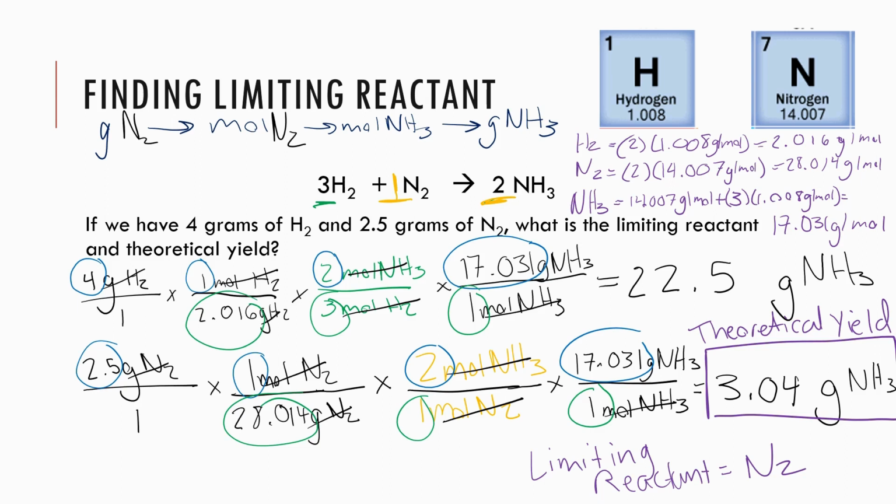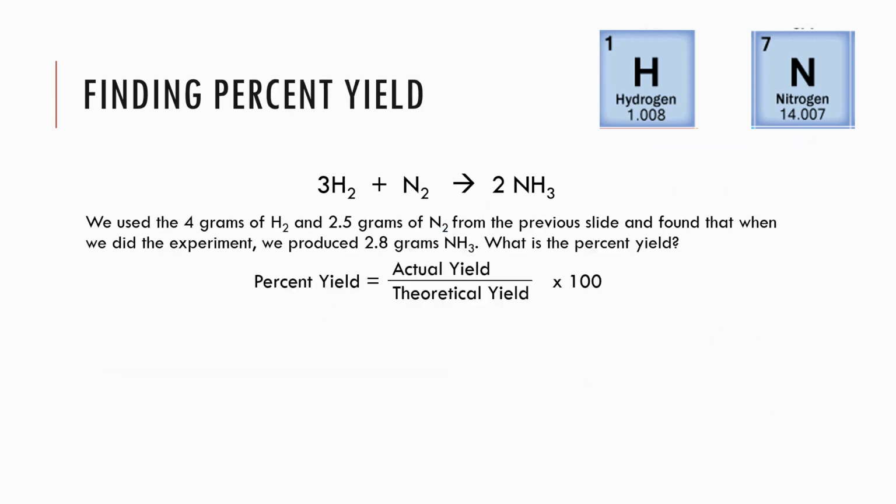Now let's look at percent yield. So this was theoretical yield. And we're going to look at percent yield, and this uses our theoretical yield. Our theoretical yield was 3.04 grams of NH3. We calculated that on the previous slide. Now our question tells us that we used those 4 grams of H2 and 2.5 grams of N2, but when we did the experiment, we only got 2.8 grams of NH3.